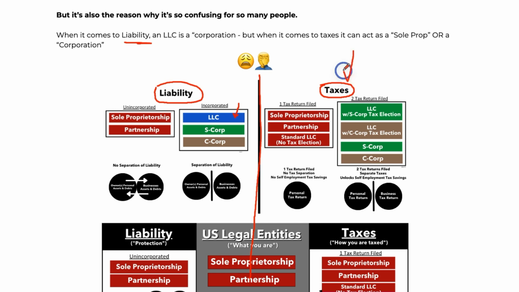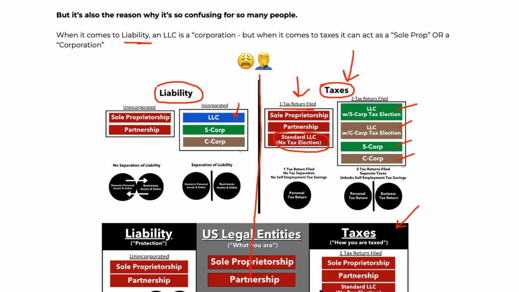But then on the taxes side of the equation, I'll show you another diagram showing the exact same thing, but just in a different way. On the taxes side, you can have either a standard LLC with no tax election, which is filed very similar to a sole prop or a partnership, in which there's only one tax return that is filed. Or you can have an LLC with an S Corp election, or you can have an LLC with a C Corp election, and that is taxed similar to an S Corp or a C Corp.